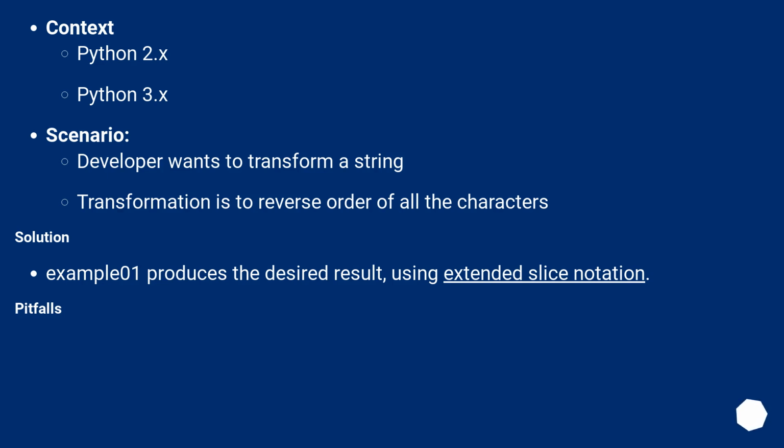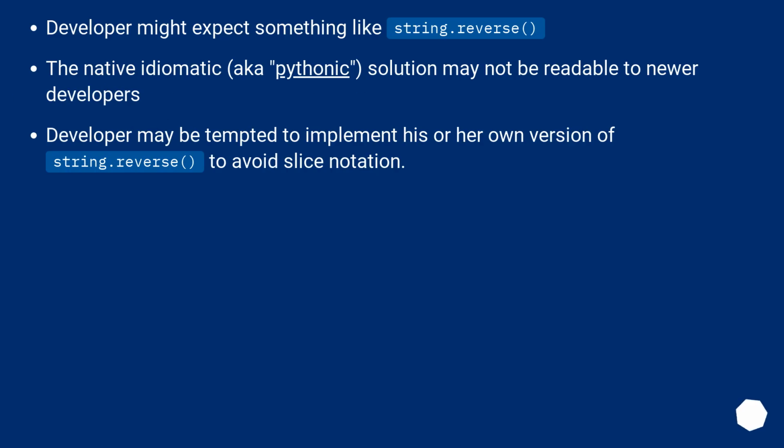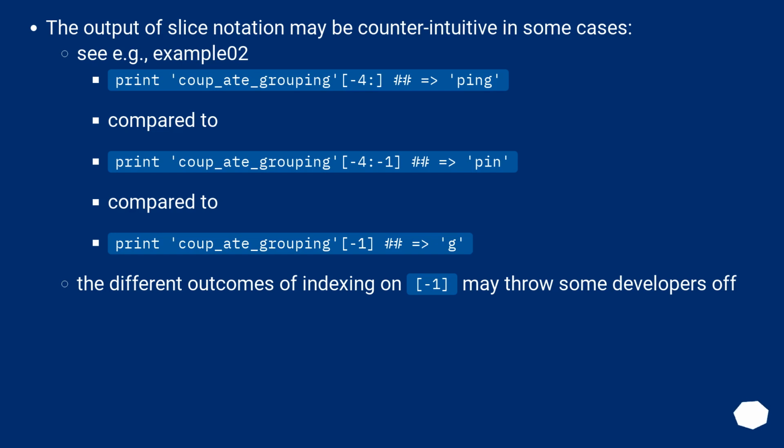Pitfalls. Developer might expect something like string.reverse, and the native idiomatic, aka Pythonic, solution may not be readable to newer developers. Developer may be tempted to implement his or her own version of string.reverse to avoid slice notation. The output of slice notation may be counterintuitive in some cases. See for example, example 02.